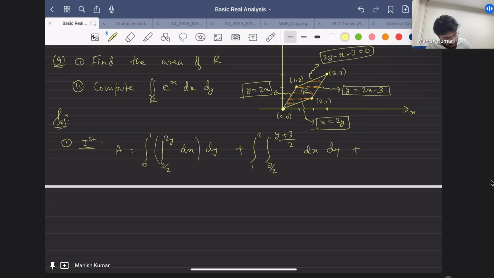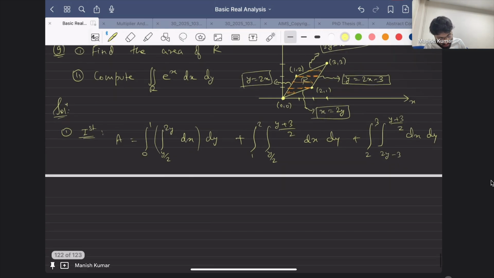The third one, y is going from 2 to 3, and x is going from 2y minus 3 to (y plus 3) by 2, dx dy. Correct. Okay, so let's try to evaluate this.